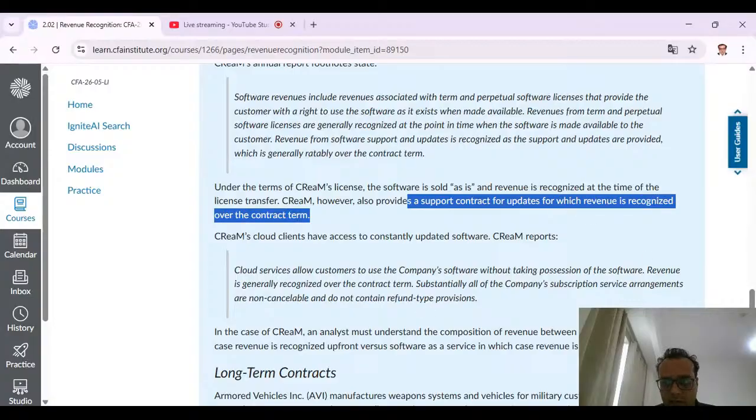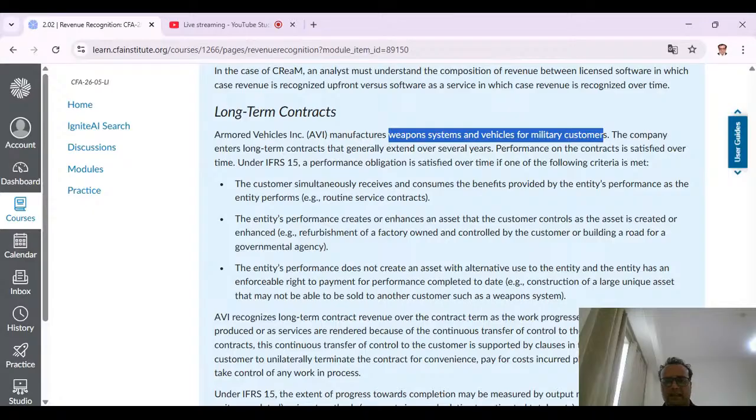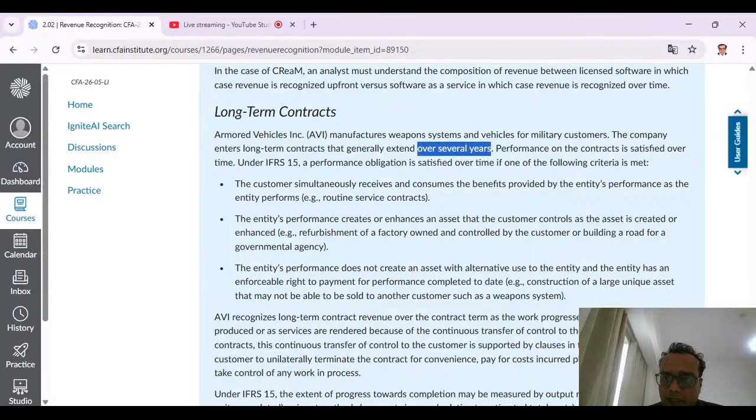Okay. Now let's see what is there in the context of long-term contracts. Armored Vehicle Inc. manufactures weapon systems and vehicles for military customers. Example, we have in India the Tata armory as well as weapon systems. Even Mahindra has set up a system wherein they have to, over a period of years, do military related activities or weapon manufacturing or vehicle manufacturing for militaries. These are long term contracts, not short ones, which run over the period of several years.